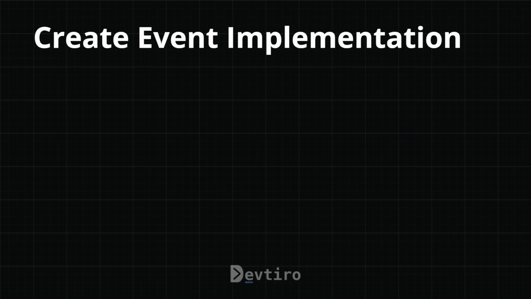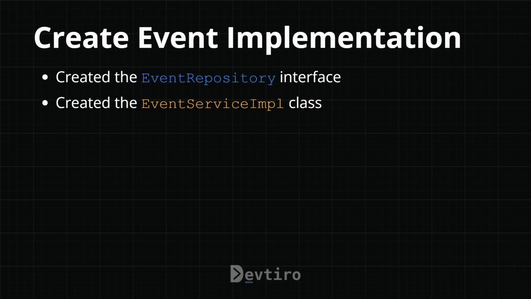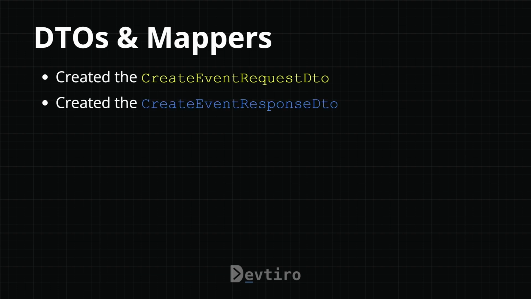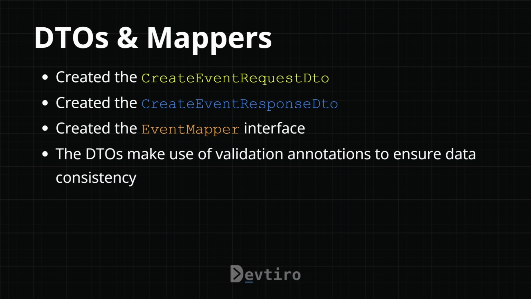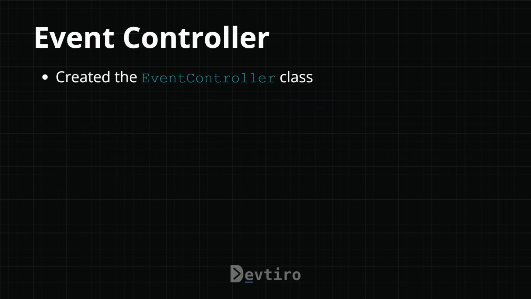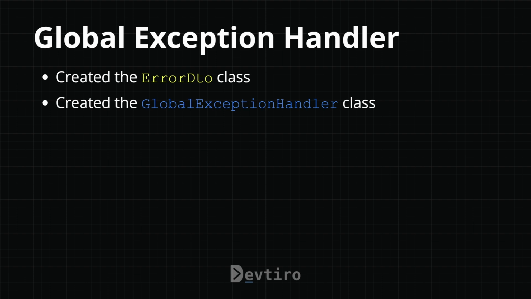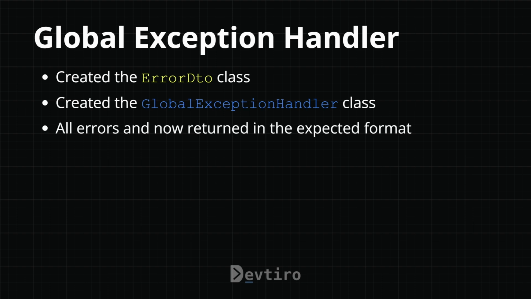In create event implementation, we created the event repository interface. We then created the event service impl class. We implemented the create event method. In DTOs and Mappers, we created the create event request DTO class and the create event response DTO class. We created the event mapper interface, and we ensured that the DTOs made use of validation annotations to ensure data consistency. In event controller, we created the event controller class. In global exception handler, we created the error DTO class. We created the global exception handler class, and all errors are now returned in the expected format.